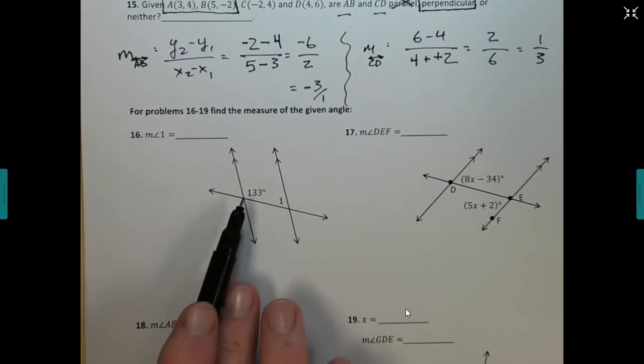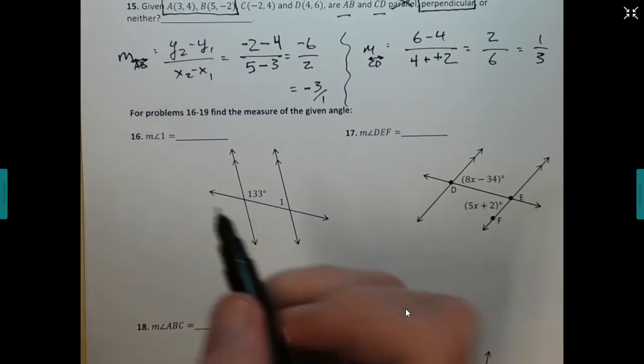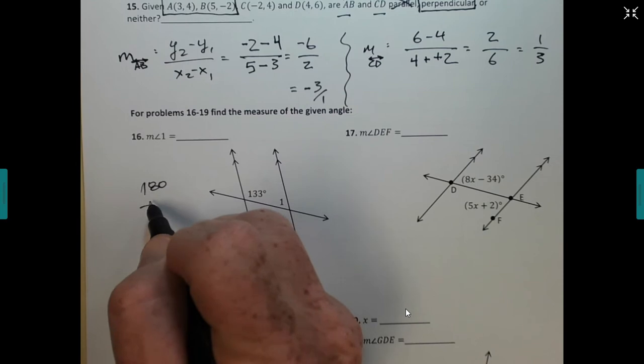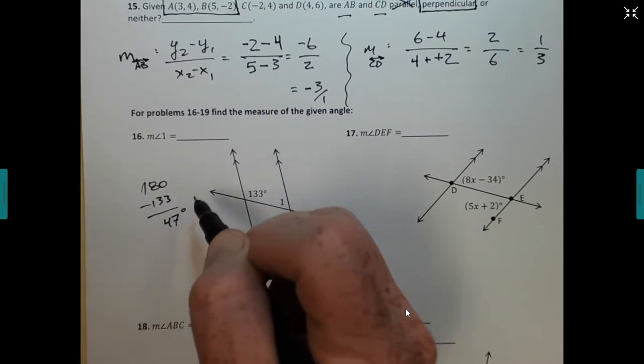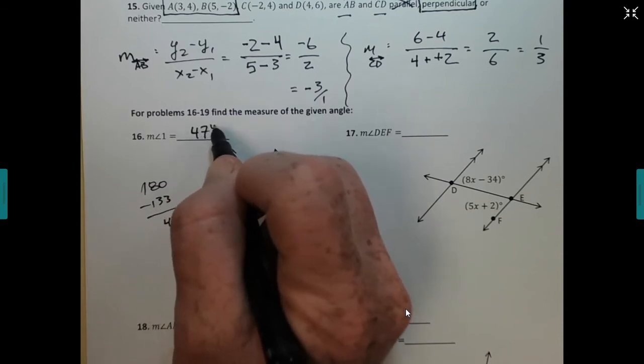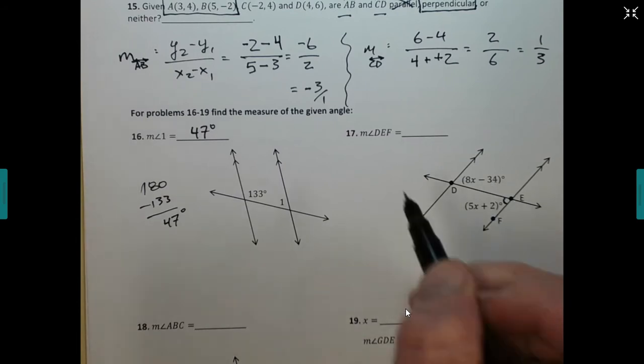Here, I have same side interior angles, which means they should have 180 degrees. 180 minus 133 leaves me with 47 degrees. They want me to find the measure of angle DEF. The only way to do that is to create an equation.